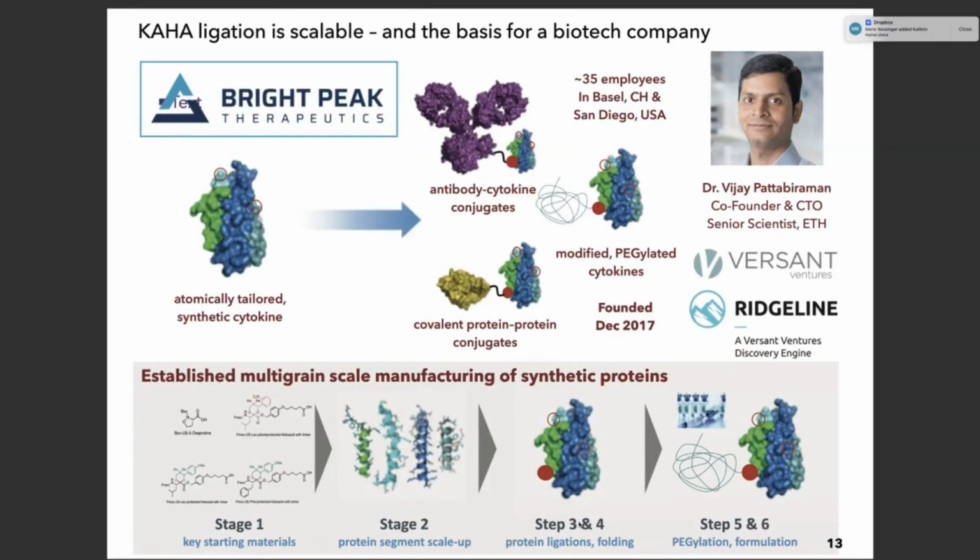And this technology is very scalable. It is the basis for a biotech company that has been spun out of our lab, in which we use KAHA ligation to prepare fully synthetic therapeutic proteins such as cytokines. And now we are basically at the manufacturing stage of quite innovative therapeutic proteins which contain a couple unnatural residues which we can use to both improve the biological properties and perform half-life extension.